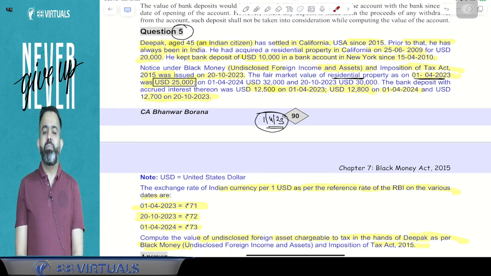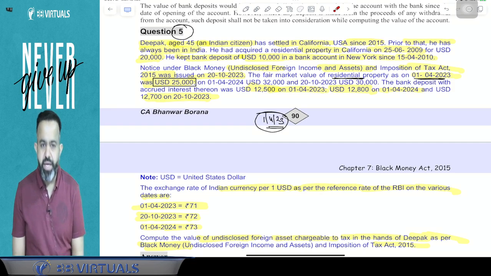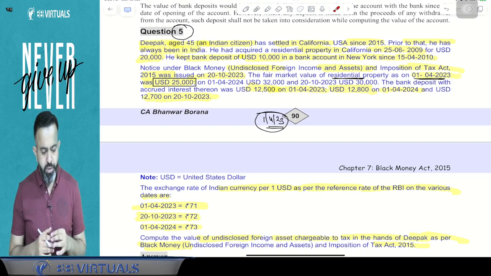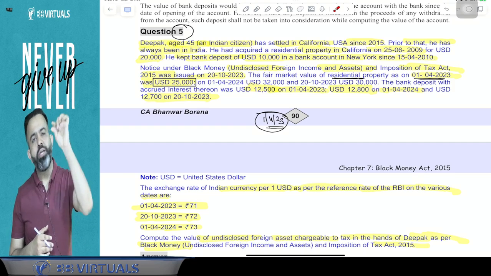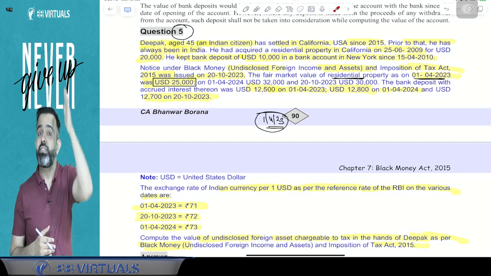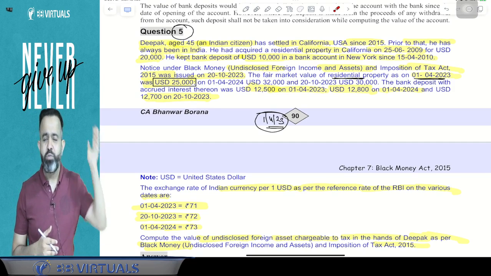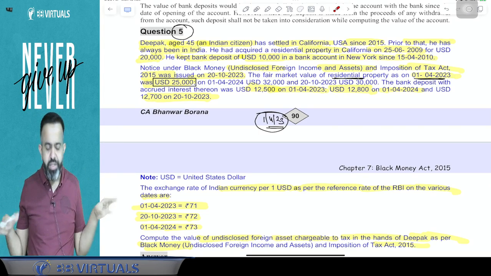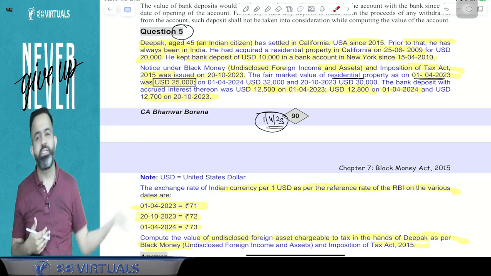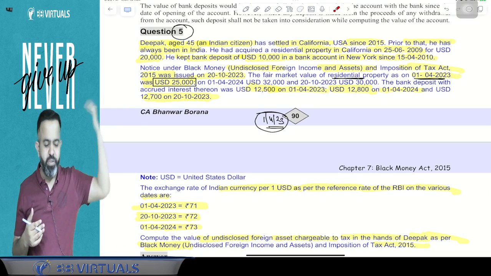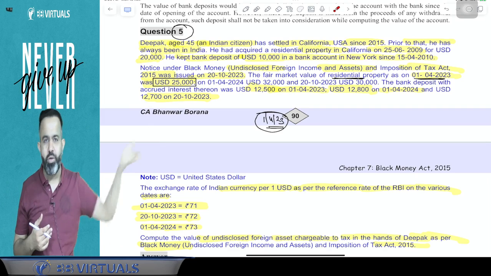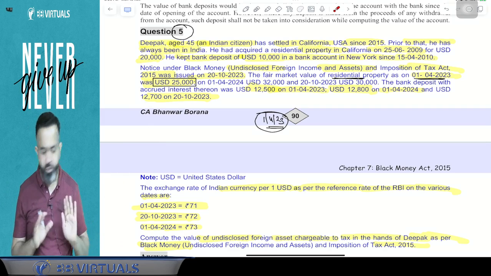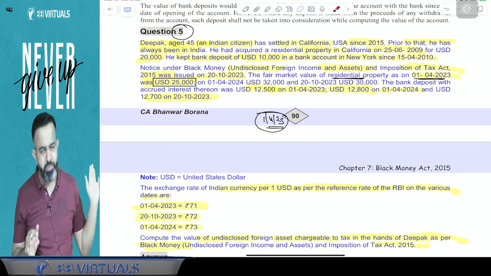There is one interesting part, sir, the bank account. How to value the bank account? The bank account is very simple. Just take the deposit amount. Whatever the deposit, just consider that. In case of a bank account, there is no need to check what is the value on 1st April 2023 or 1st April 2024, or on the date on which the notice is issued. No, we just have to take the deposit amount.